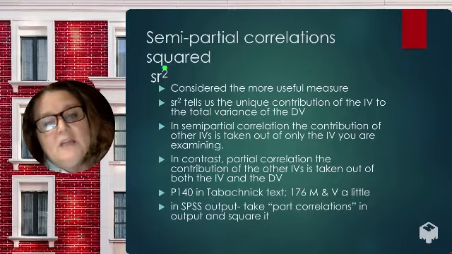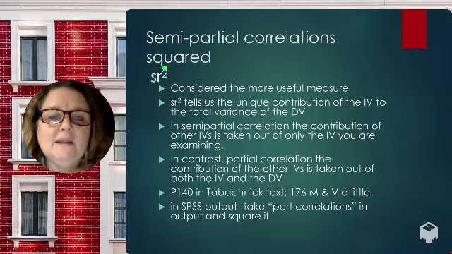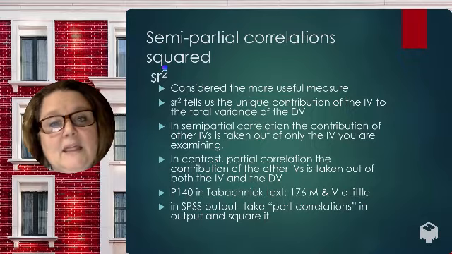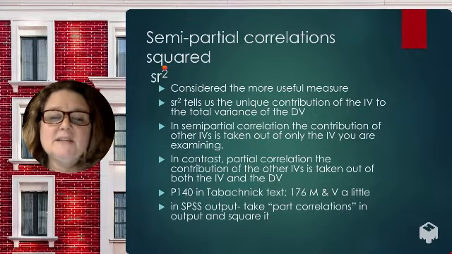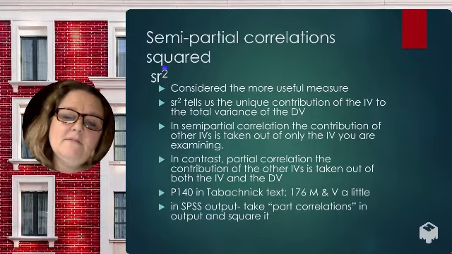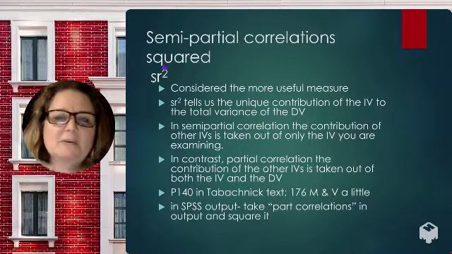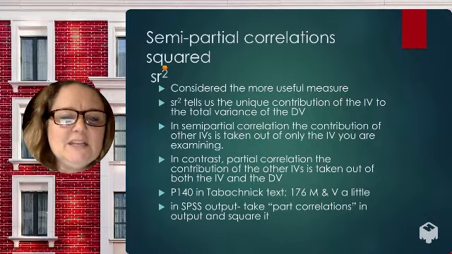In contrast, the partial correlation takes the contribution of the independent variable taken out for both the independent and the dependent variable, so both the numerator and the denominator in the calculation. Your Tabachnick text, whether you have a current version or not, is around page 140. Mertler and Vannatta, look around page 176. I'm always cautious about this because we could get changes based on different versions.